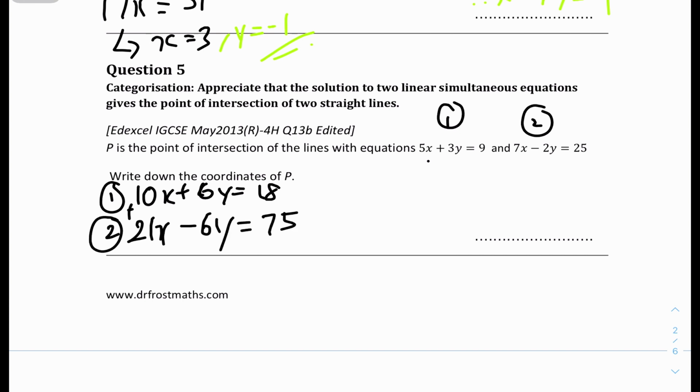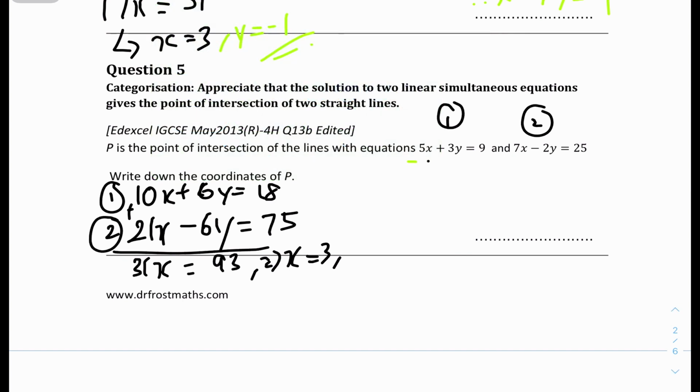So just add everything up to get 31x plus 0, because 6y plus minus 6y is 0. 31x equals 18 plus 75, which gets us 93. And divide both sides by 31, so x equals 3. Like so.